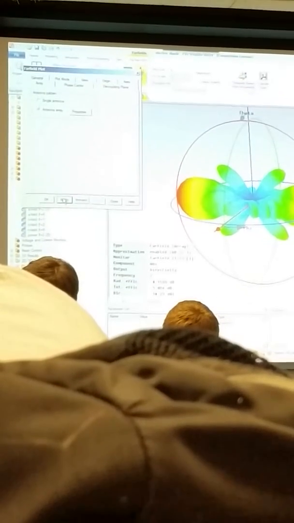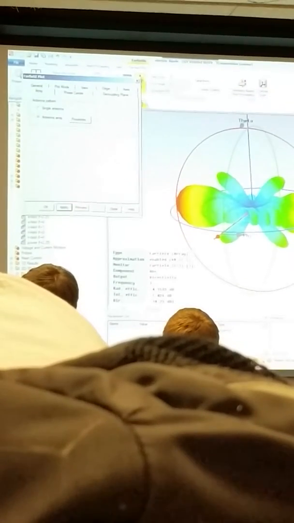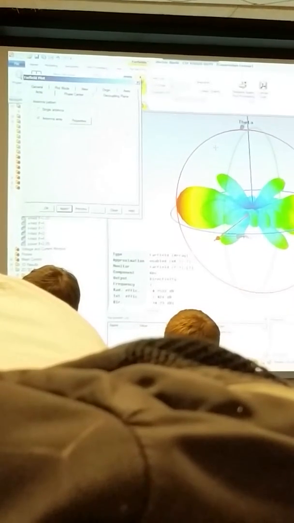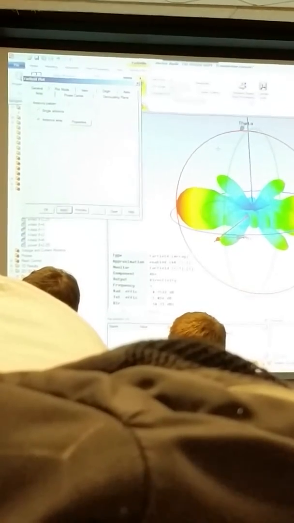Now let's see all the lobes. Several of you asked me about lobes. See all the lobes that are starting to show up? The minor lobes are because of the antenna array stuff.